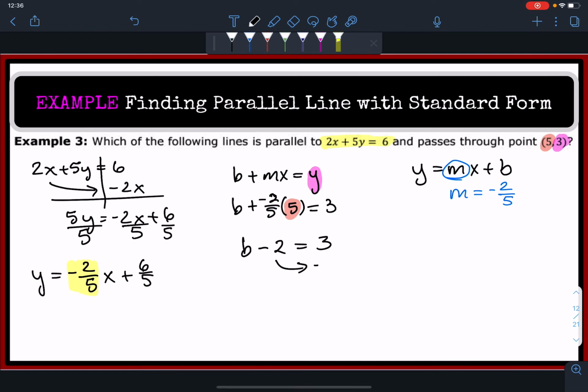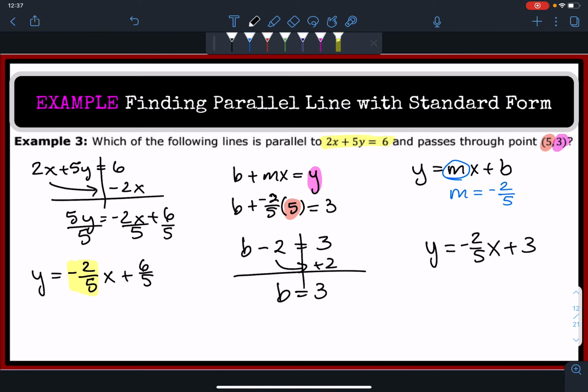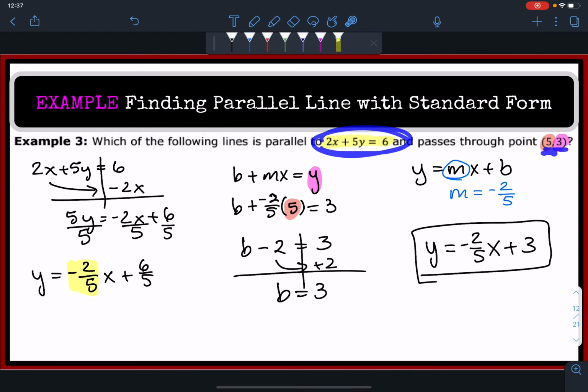And adding 2 to both sides, we get that the value of b is going to equal 3. And again, I really don't worry about adding it on this side because I know that's going to equal 0. The negative 2 and the positive 2 is going to equal 0. I'm really more focused on what happens on the other side. So there, we end up with the value of b equal to 3. So substituting in all of this information, replacing the m value with negative 2 over 5, multiplying that with x, and then replacing the b value with 3, we get that the equation of the line that is going to be parallel to this line here and goes through that x and y value is equal to this equation there. So y is equal to negative 2 over 5x plus 3.